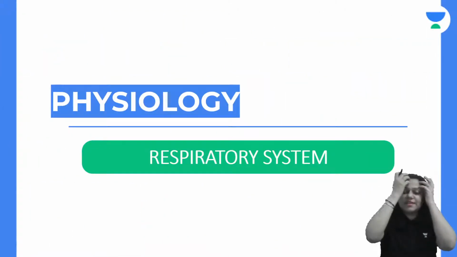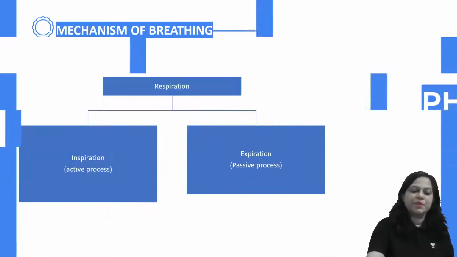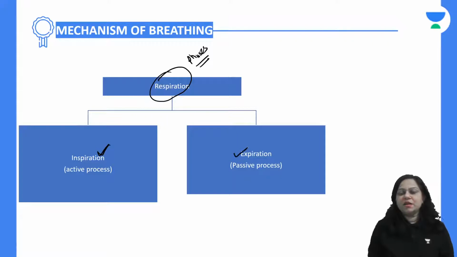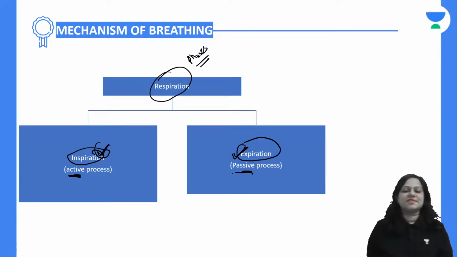Now come to today's topic of the respiratory system, that is the mechanism of breathing. There are two phases of respiration. One is the inspiration phase and the other is the expiration phase. Inspiration is an active process and expiration is a passive process.